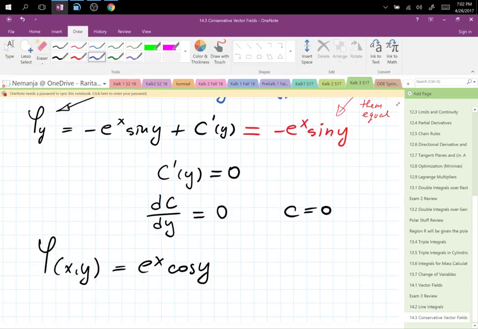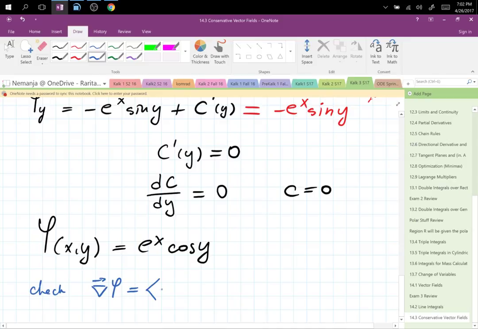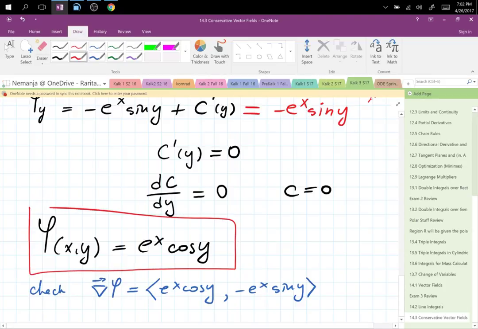You know what? Check it. Compute del phi. What do you get? When you differentiate with respect to x, you get e to the x cosine y. When you differentiate with respect to y, you get minus e to the x sine y, which is exactly what your vector field was. So you know that this is the answer. You found a scalar function which, through del, creates the vector field.